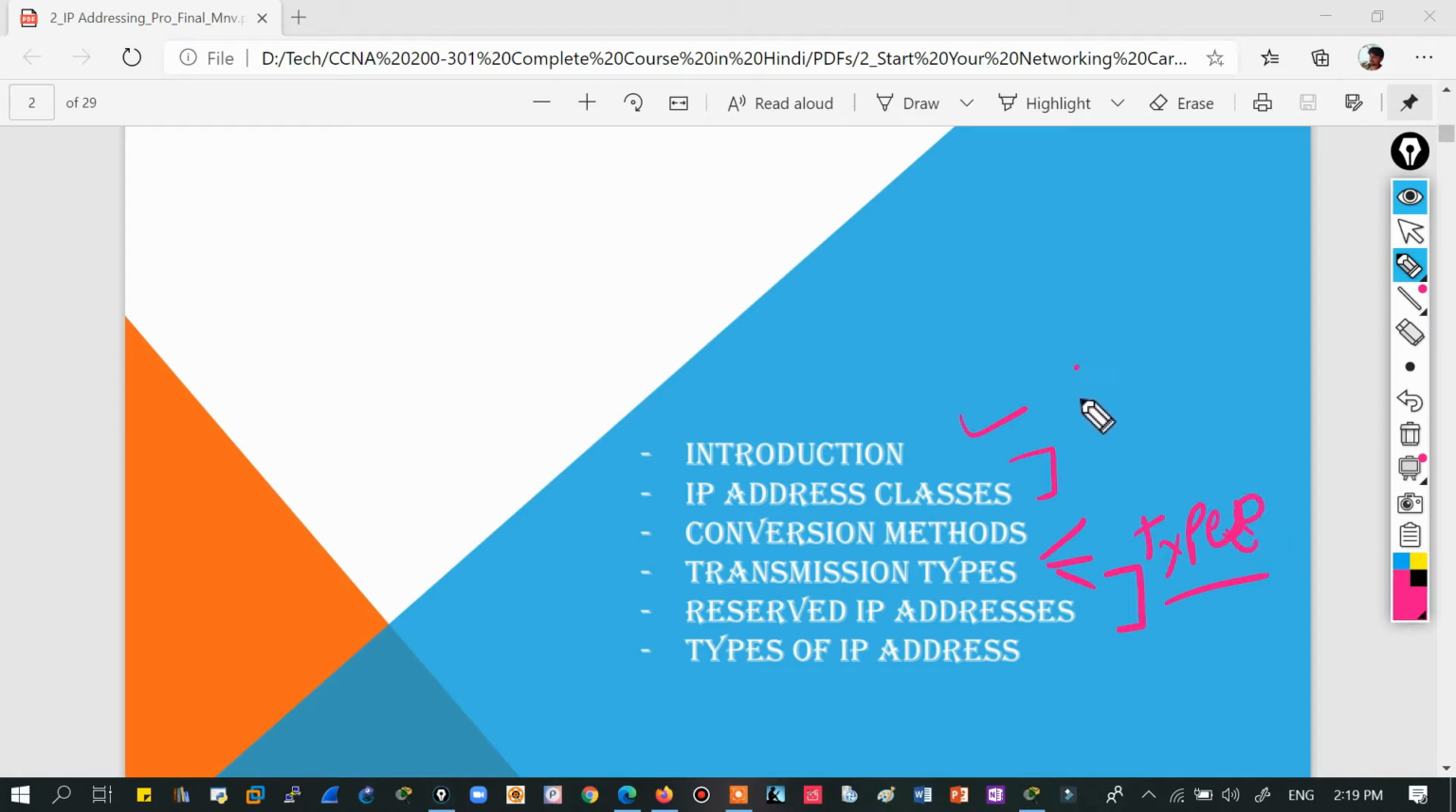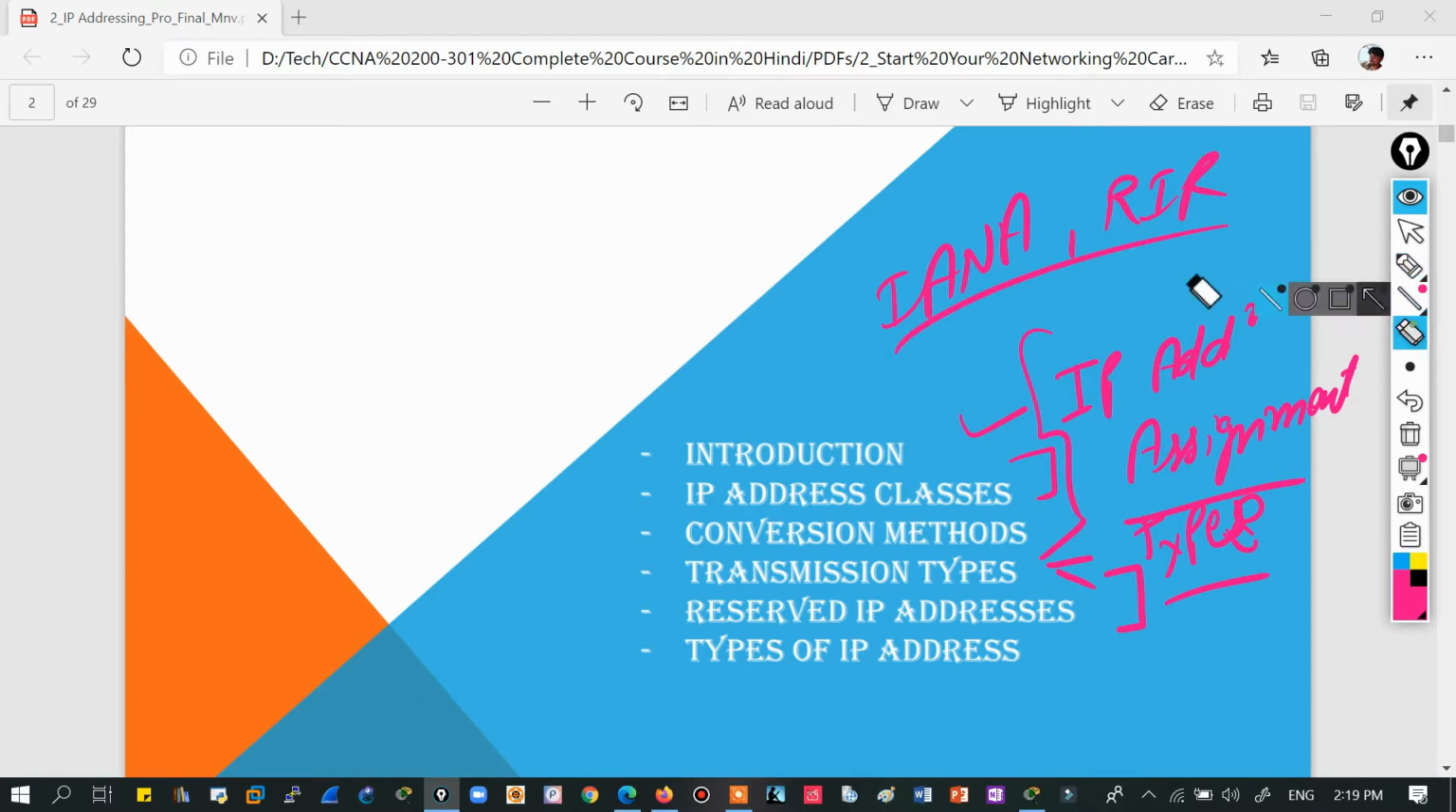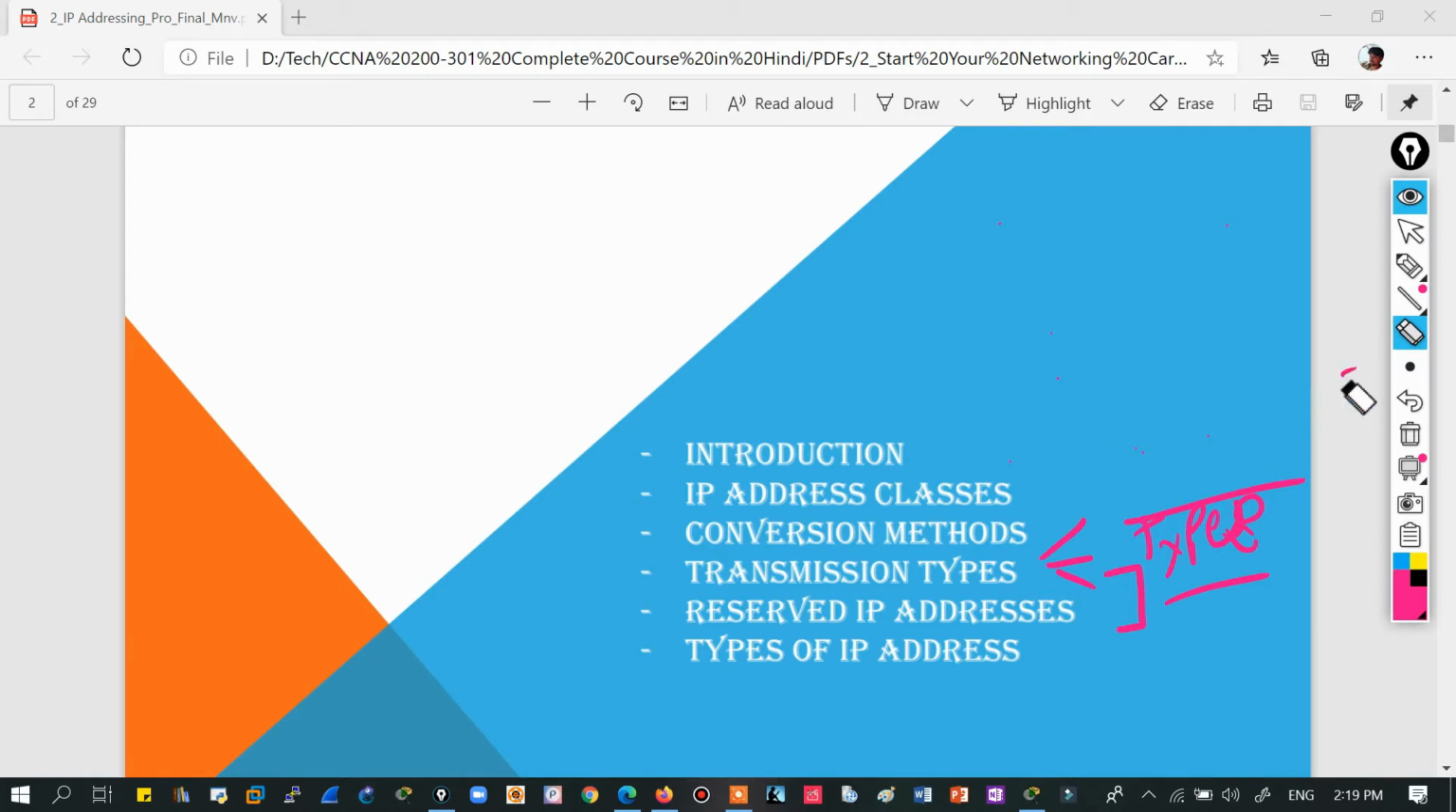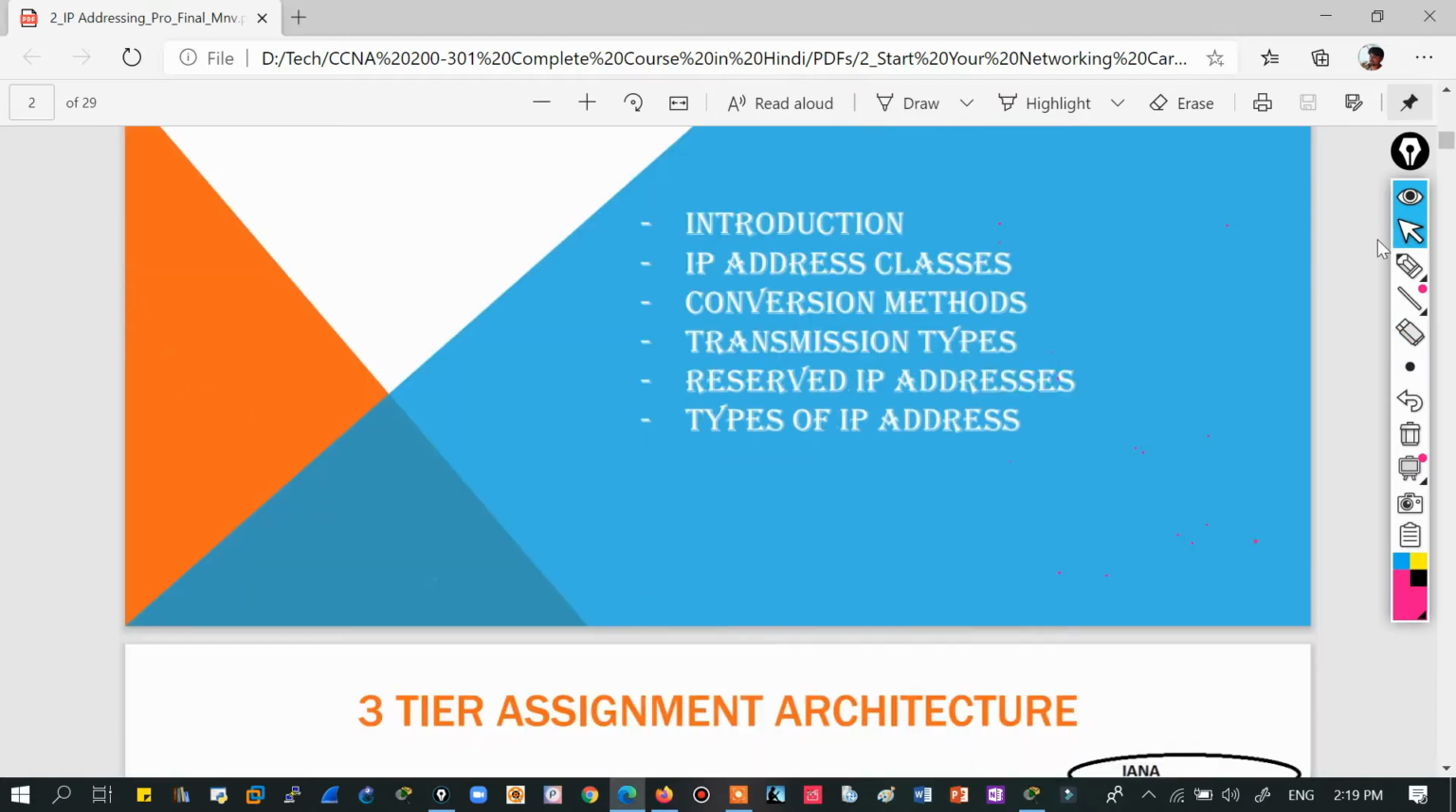And there is some IP address assignment scheme: how IP is assigned from your ISP to you at home, and how you are using public and private IP addresses. We will also discuss some terminology, like what is IANA and RIR. So let's start with this video right away. First of all, let's see what's there for us.